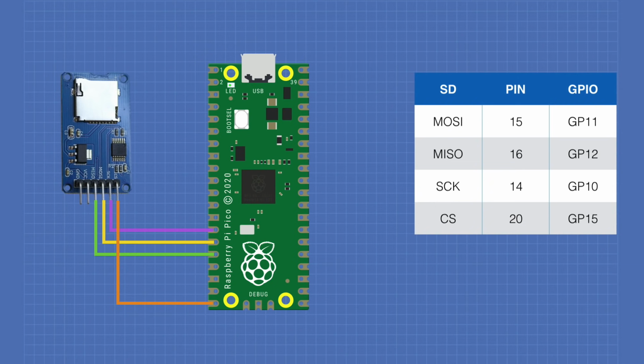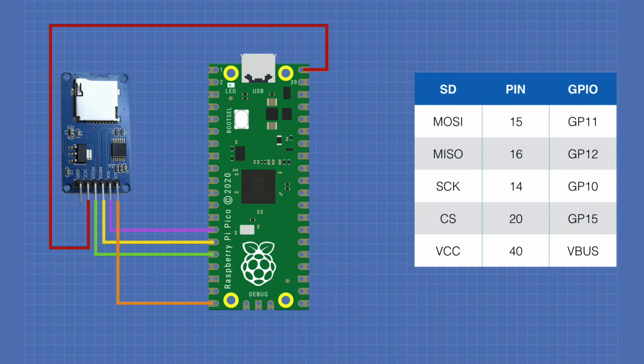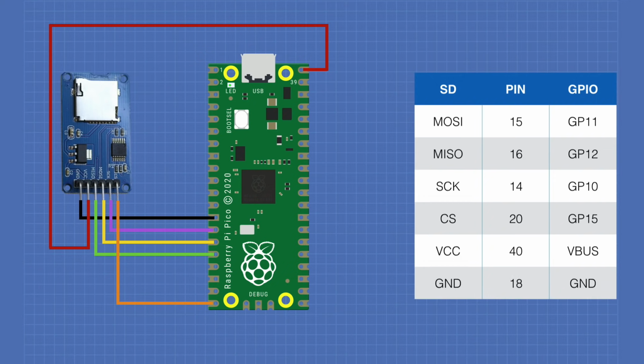which is GPIO 15. Now, although our module works on 3.3 volts, it actually requires a 5 volt VCC as it has an onboard regulator. Therefore, we will connect the VCC pin on the SD card to pin 40 of the Pico, which is the VBUS output. And finally, we'll connect the ground on the SD card to one of the grounds on the Pico. I chose the ground on pin 18, but you could use any of the Pico grounds. And this completes the wiring. Now let's take a look at the code.